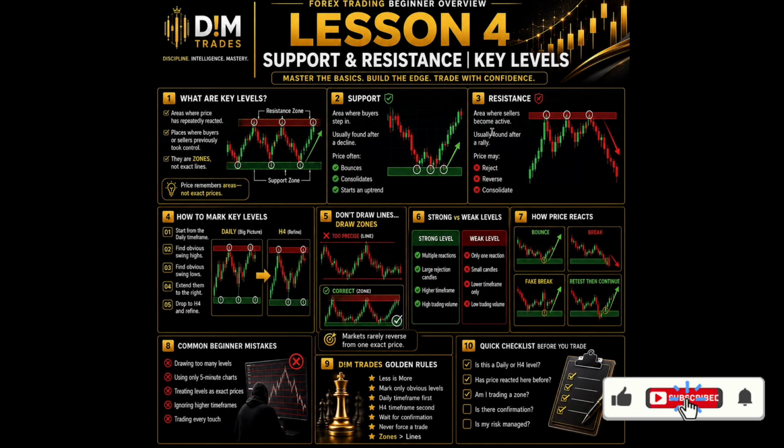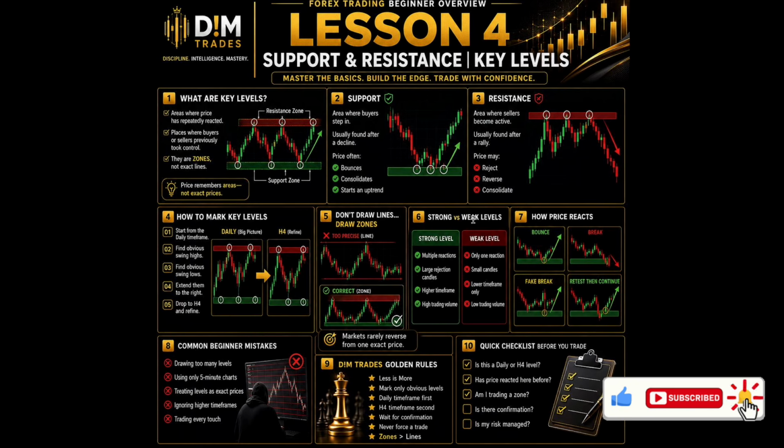Sellers become active at resistance. Buyers become active at support. So this is an example of a swing high. You can see the market rallied here, created a swing high, created a swing low. Swing lows and swing highs are reversals, where the market turned around. You understand? So this is how you correctly mark your zone, right?